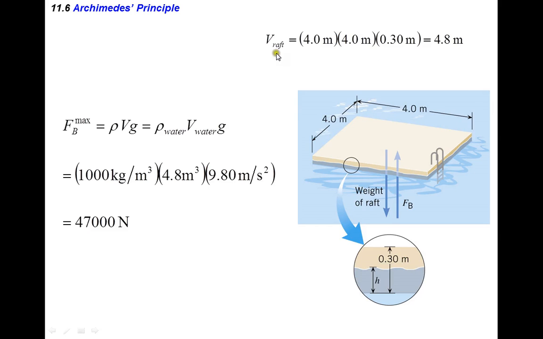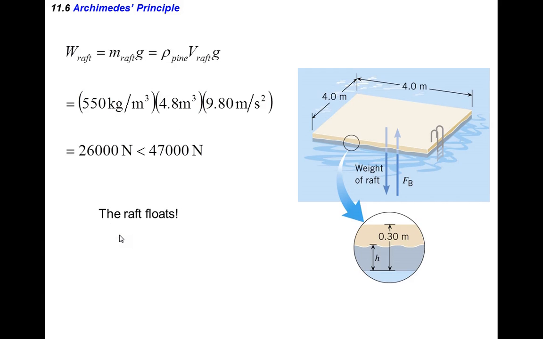All right, so the volume of the raft, 4 times 4 times 0.3, is 4.8 cubic meters. So the maximum buoyant force that would act on this raft is the density of water, 1000, times the volume of the water that is displaced by pushing this under the water, 4.8 cubic meters, times the 9.8 meters per second squared acceleration due to gravity: 47,000 newtons.